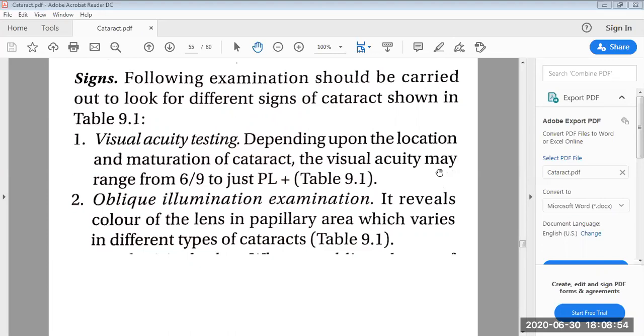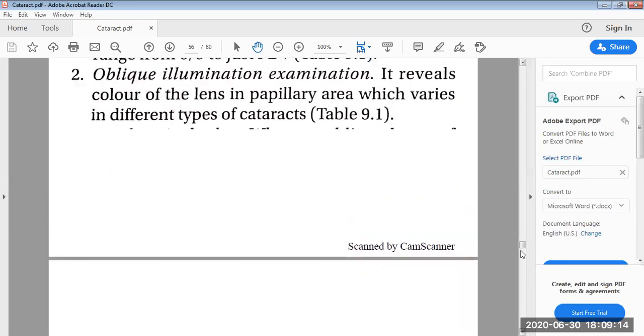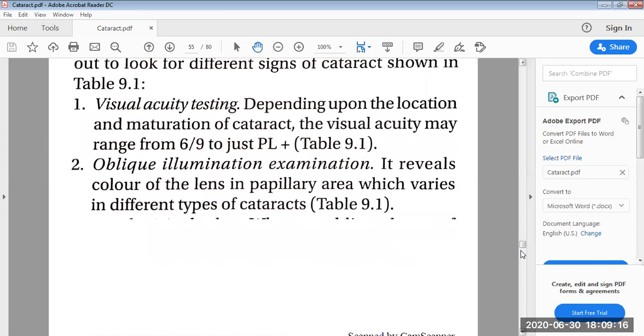The following examination should be carried out to look for the different signs of cataract. First is the visual acuity testing. Depending upon the location and maturation of cataract, the visual acuity may range from 6/9 to just perception of light positive. Second is the oblique illumination examination. It reveals the color of the lens in pupillary area, which varies in different types of cataracts.